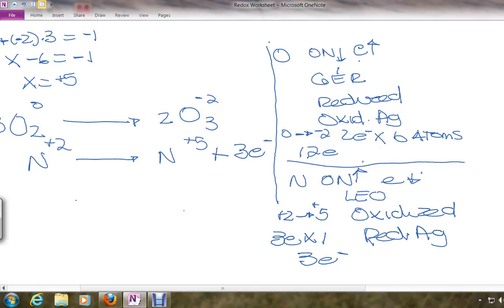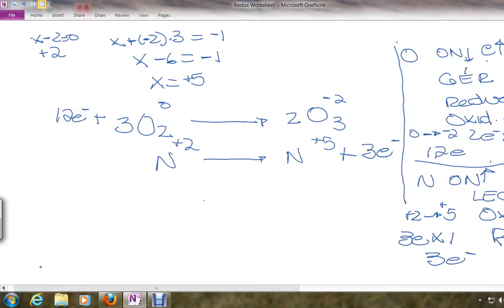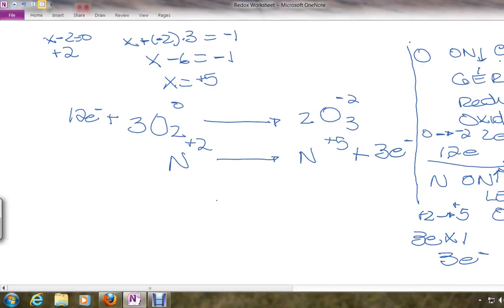3 electrons. Now, 3 to 12, you need to multiply this whole half reaction by 4. So let's rewrite everything: 12 electrons plus 3O2. The first half reaction stays the same.